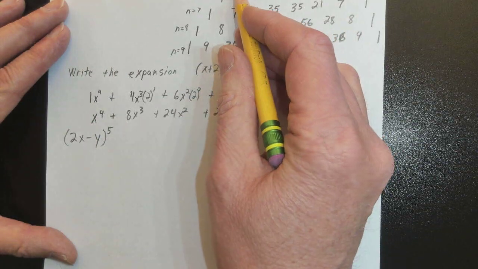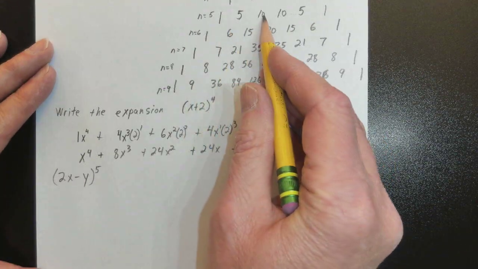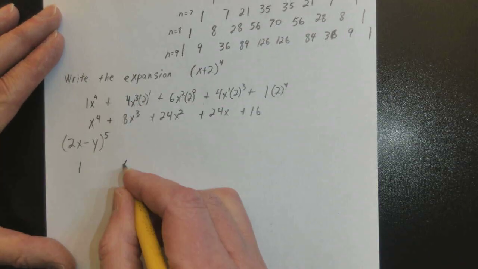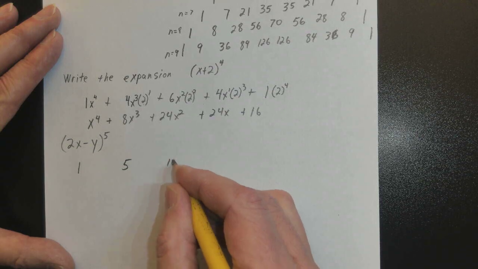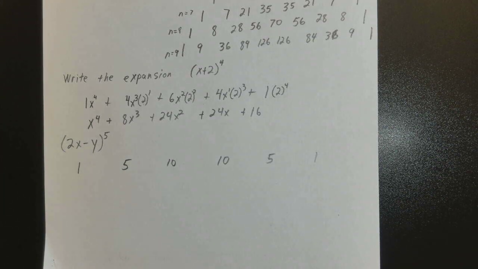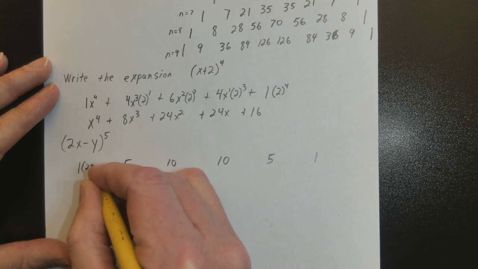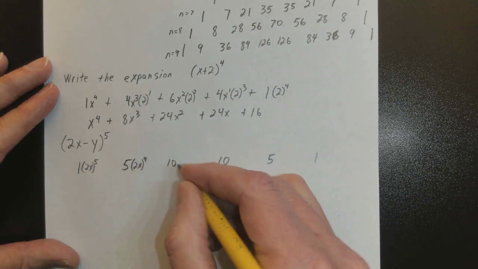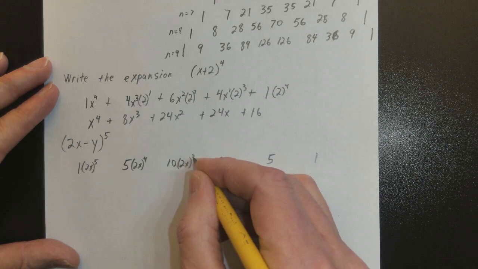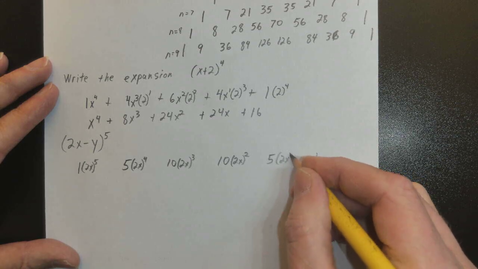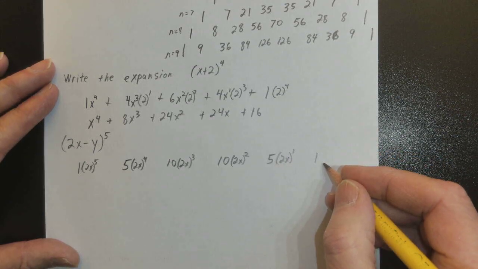5th power. Do you see the 1, 5, 10, 10, 5, 1? So I'm going to go 1, and we'll leave some space. 5, 10, 10, 5, and 1. And I'm going to put 2x to the 5th, 2x to the 4th, 2x to the 3rd, 2x to the 2nd, 2x to the 1st, and 2x to the 0, which is 1.